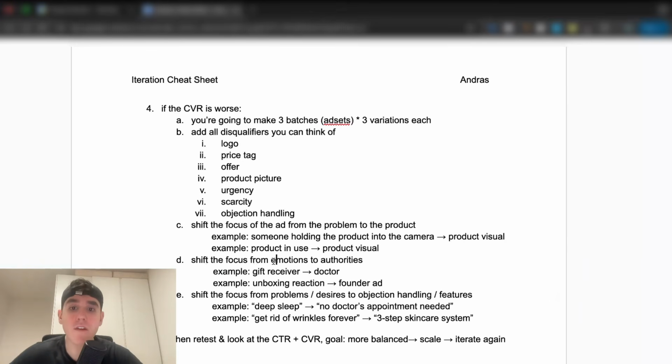Shift the focus from emotions to authorities. So gift receiver turns into a doctor. Example, unboxing reaction turns into a founder ad. Shift the focus from the problems and desires to objection handling and features. Example, deep sleep turns into no doctor's appointment needed. Get rid of wrinkles forever turns into 3-step skincare system.